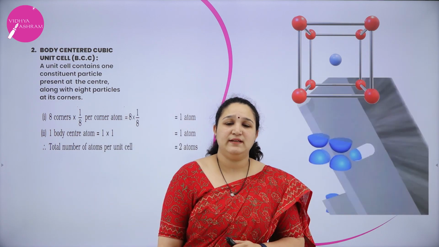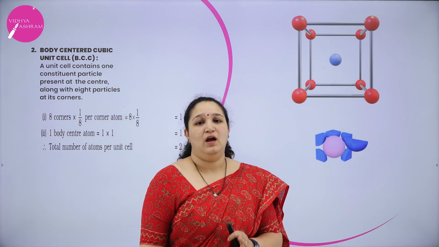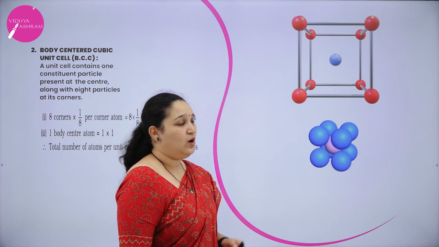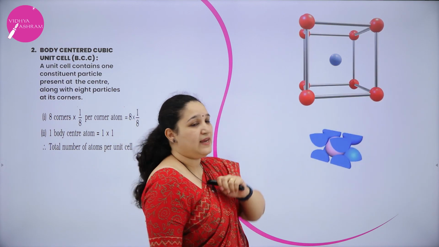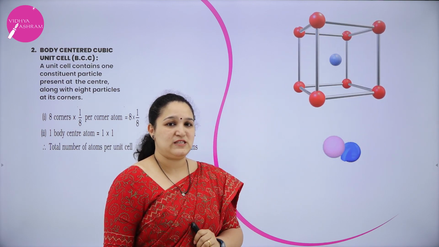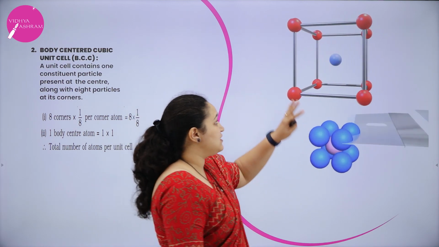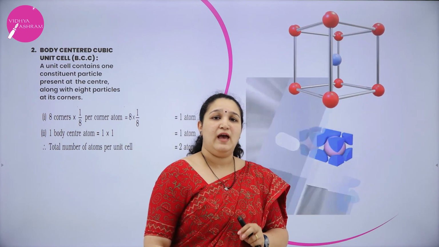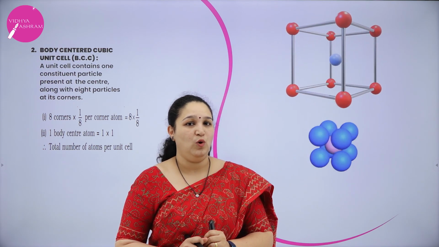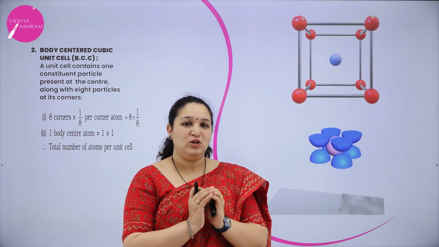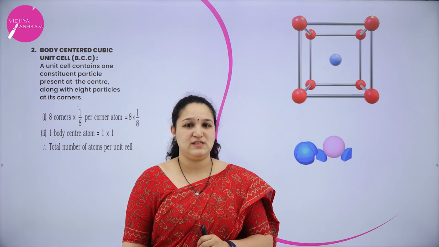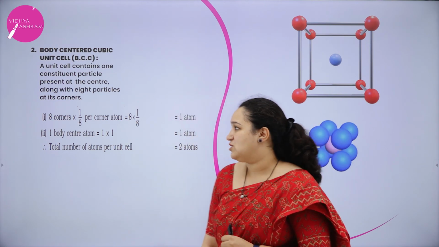In the body centered cubic unit cell, there are 8 atoms in the 8 corners and 1 atom in the center, correct? The calculation for the corners I have already explained. Now, the atom which is there in the center, is it shared by other unit cells? Do you think it is shared? No, it solely belongs to only this unit cell. It is not shared by any unit cell.